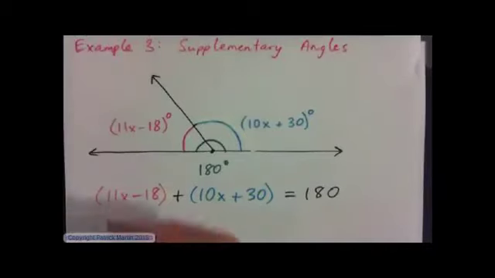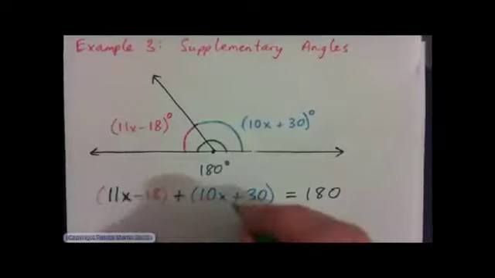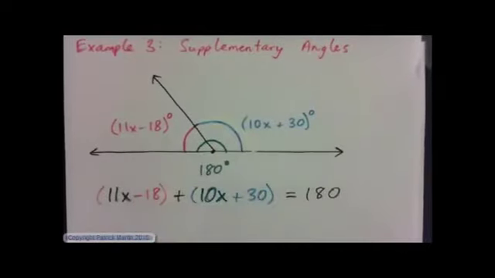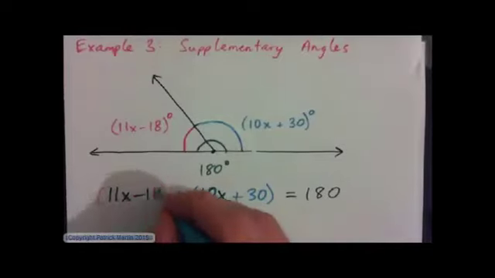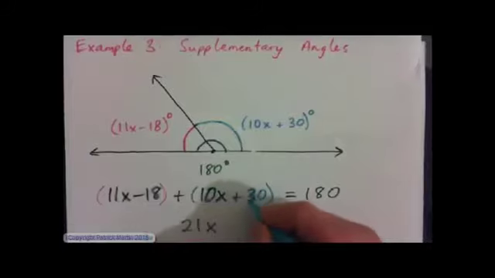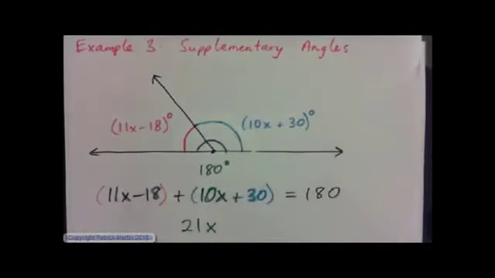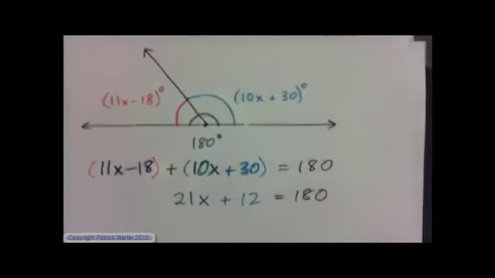Okay, I'll do it now. So we need to remember to add like terms. We've got 11x here, we've got a 10x here. We've got to add the x's together. 11x and 10x makes how many x's? 21x. Then we've got to add the numbers. We've got a negative 18 and a plus 30. Add those together. What do we get? 30 minus 18, positive 12, right? So you should have 21x plus 12 equals 180.